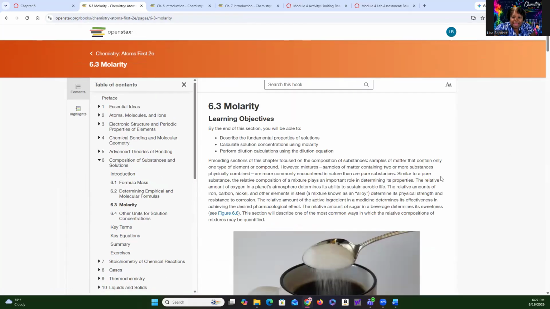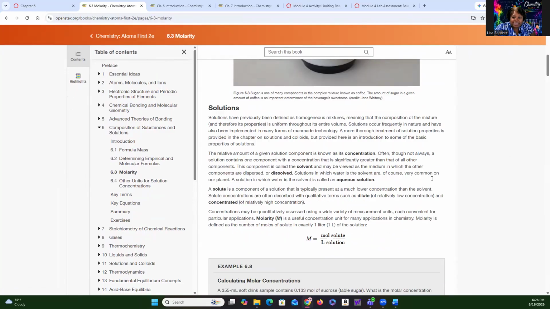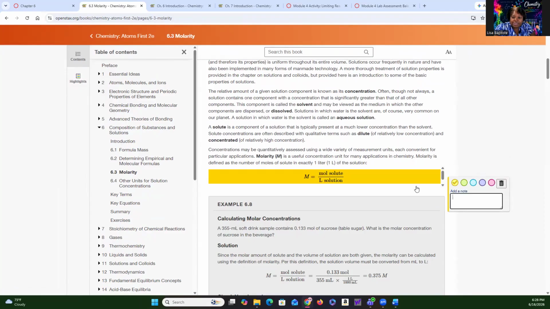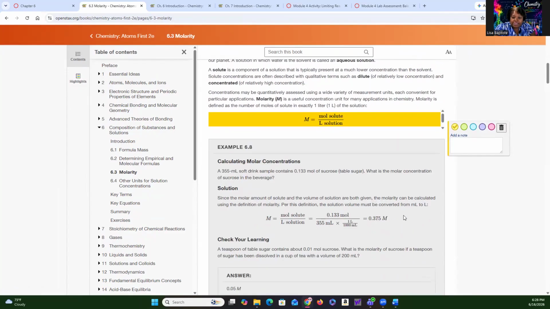The next thing we look at is molarity. So molarity has this wonderful equation. Make sure you know this equation, all right? Molarity is given by the symbol capital M, and it represents the moles of solute over the liters of solution. And so if we look at this example, we have 355 milliliters of a soft drink, and it contains 0.133 moles of sucrose. That's our table sugar.